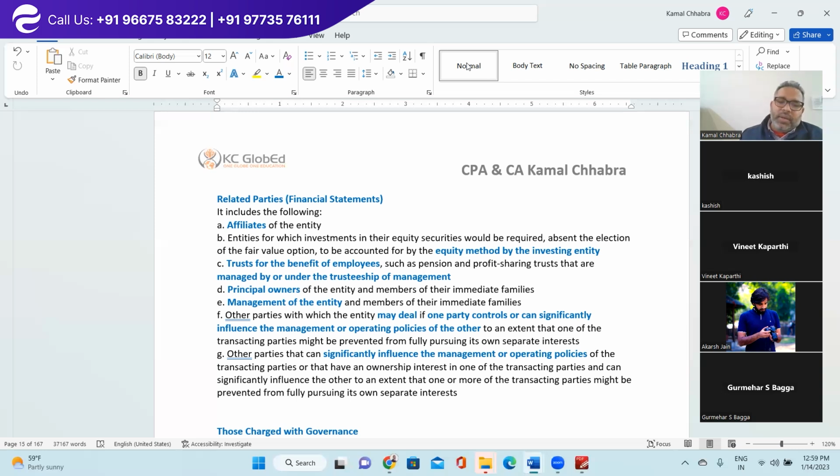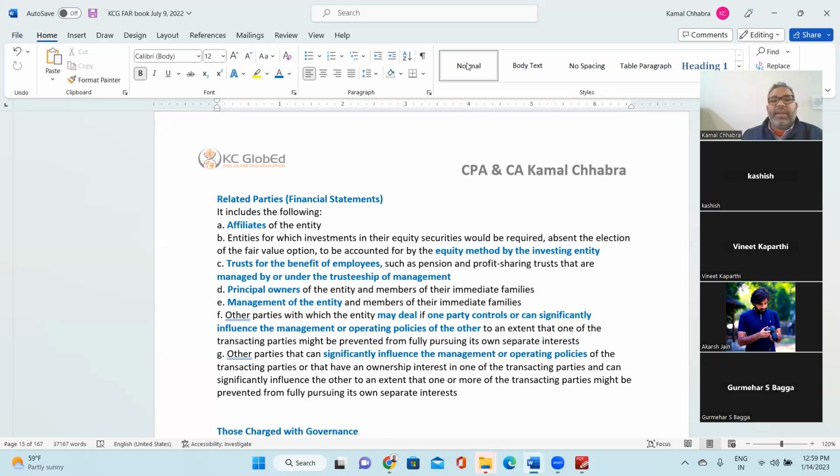Next is other parties with which the entity may deal, if one party controls or can significantly influence the management or operating policies of the other, to the extent that one of the transacting parties might be prevented from fully pursuing its own separate interest. So where an individual or an entity has influence on another entity in making its policy and taking its financial decisions, then that entity would be considered a related party of the entity on which it has influence.